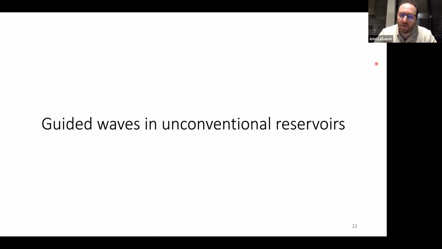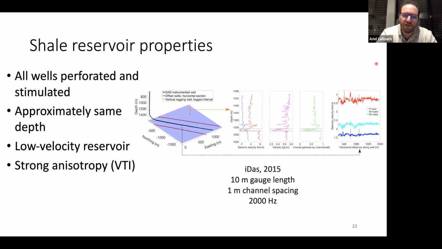Now let's go into the horizontal, and more specifically into some unconventional reservoirs. So the acquisition setup, this is a collaboration with Chevron. We've got 3 wells. The one in the middle is equipped with fiber along its entire length. I only plotted the horizontal sections here. They're all in the same reservoir, hit the formation, and they're all parallel. So we've got 3 wells in the reservoir at the same depth, which is something pretty cool. And they are all perforated and stimulated. And everything is recorded by the fiber. So there's a very rich data set.